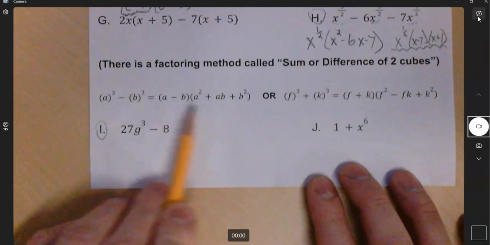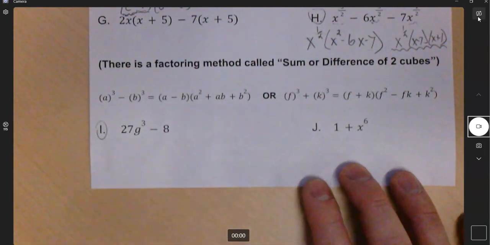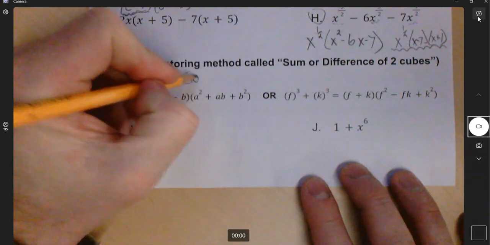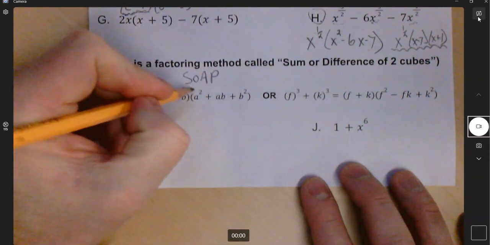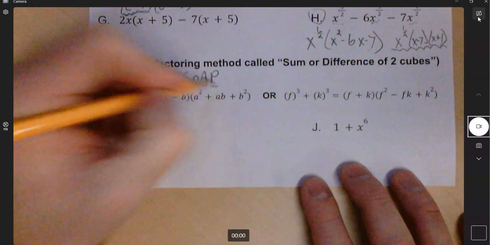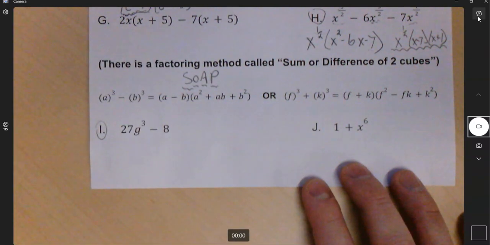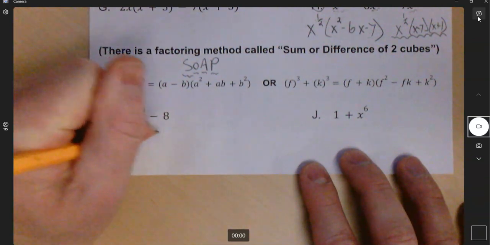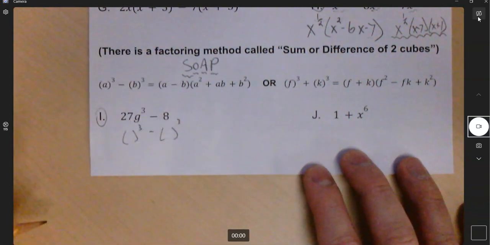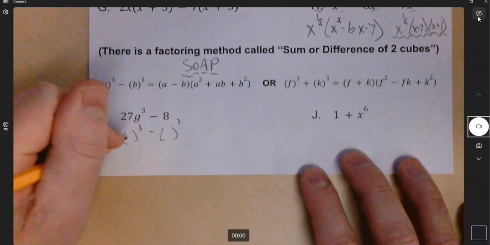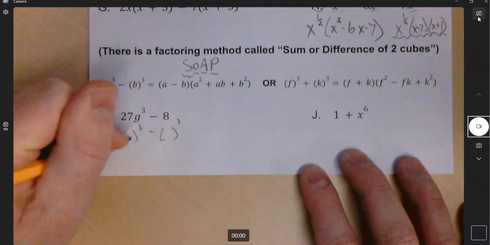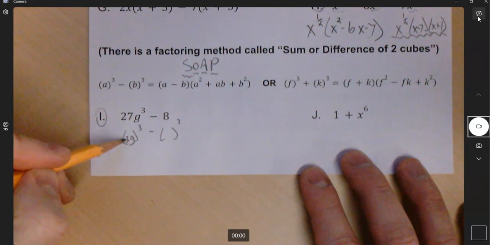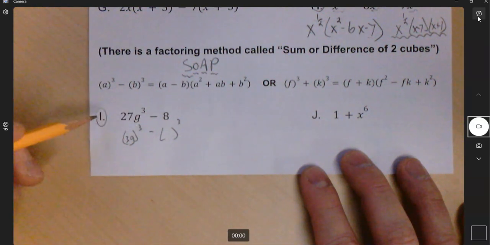How I handle the signs, I remember SOAP. The acronym SOAP is same, opposite, always positive. So first, let's get it in the form. I need it to be something cubed minus something cubed to be able to use sum or difference of two cubes. So 27, that would be 3 cubed, 3g cubed is 27g cubed. And 8 is 2 cubed.